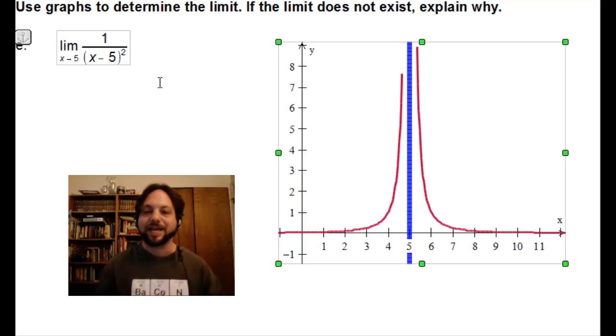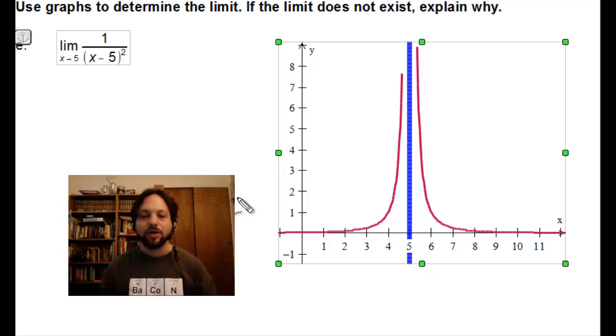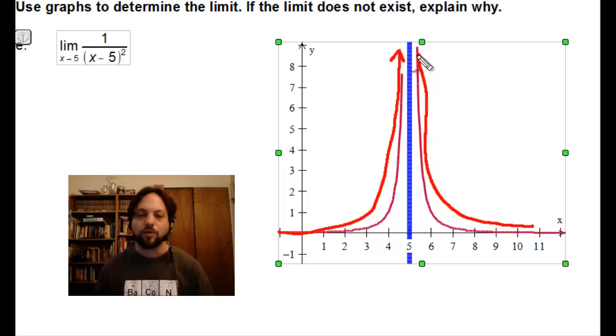But if we go ahead and take a look at this function, I put a dark blue line here at x equals 5. Not because I believe that's an asymptote, even though it might be, but because that's where I'm trying to find the limit of this function. And so I'm not interested in what happens at x equals 5, but rather what happens around x equals 5. Now, as I approach x equals 5 from the left, notice what happens to this function. It seems to be going up, up, up forever. And as I approach from the right, it seems to be going up, up, up forever.